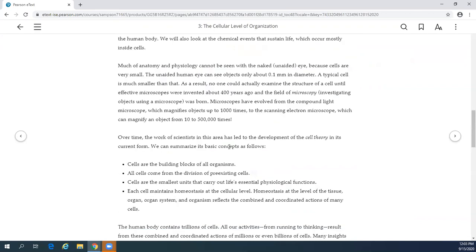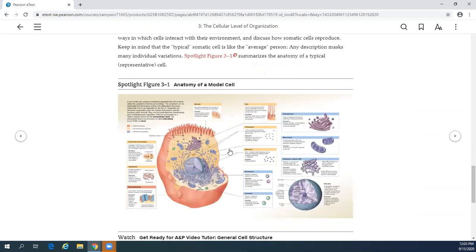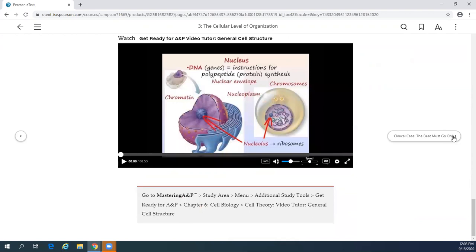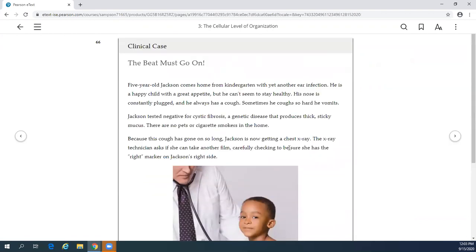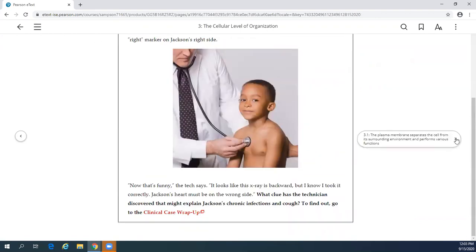All right, so introduction to cells, we did that kind of already. There's that. Oh, so what did I do that for? Okay, so we can move on to the next.